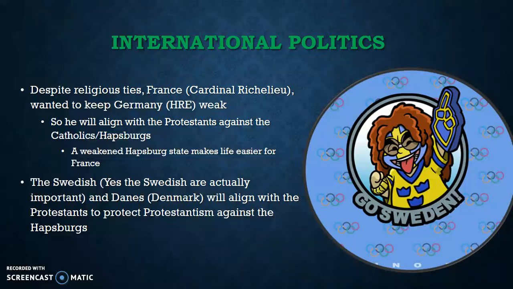So he's actually going to ally with various different nations, nations who we have not really interacted with much, people like the Swedish and the Danes, in order to protect Protestantism. Clearly against the designs of the papacy, clearly against the designs of the other Catholic monarchs of Europe. But he doesn't care about that. And this is really important later on.